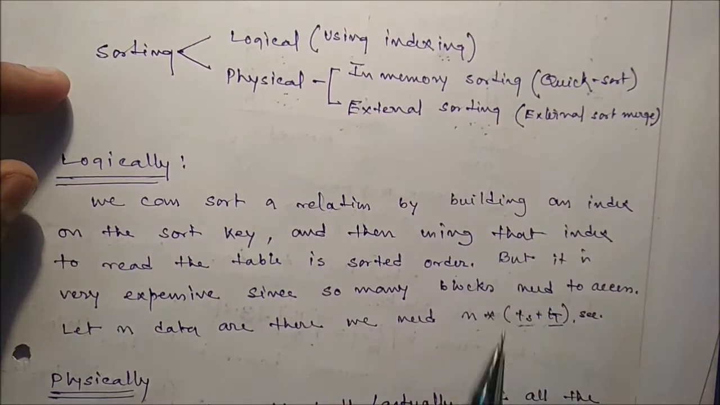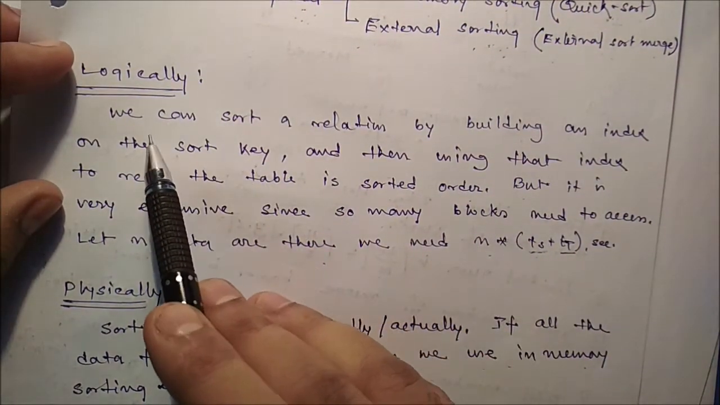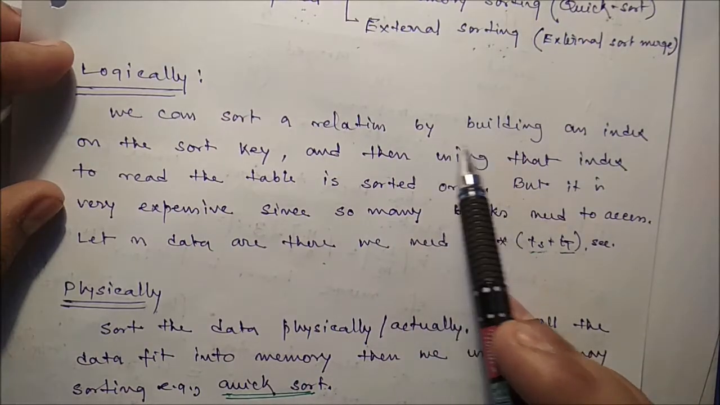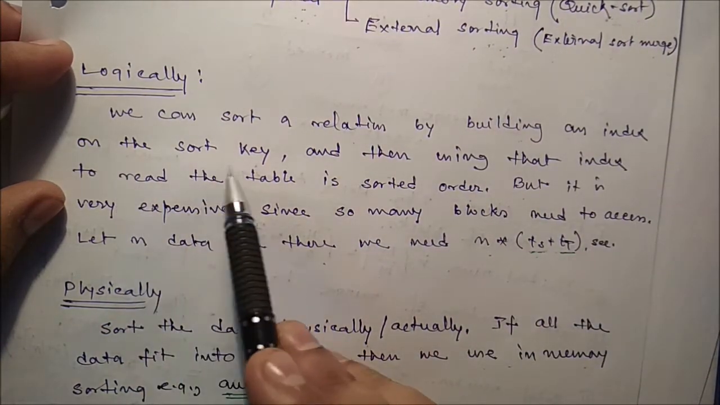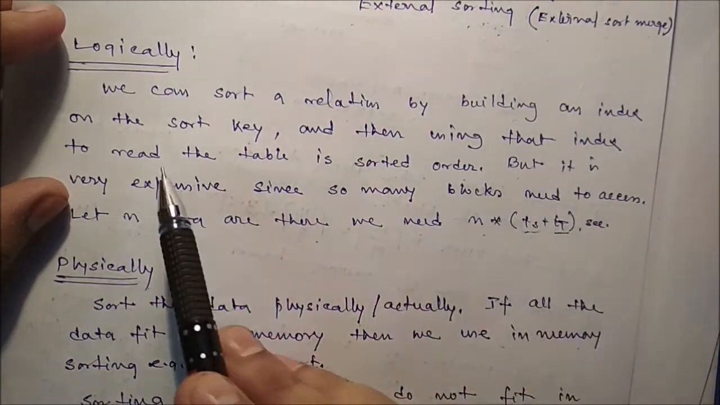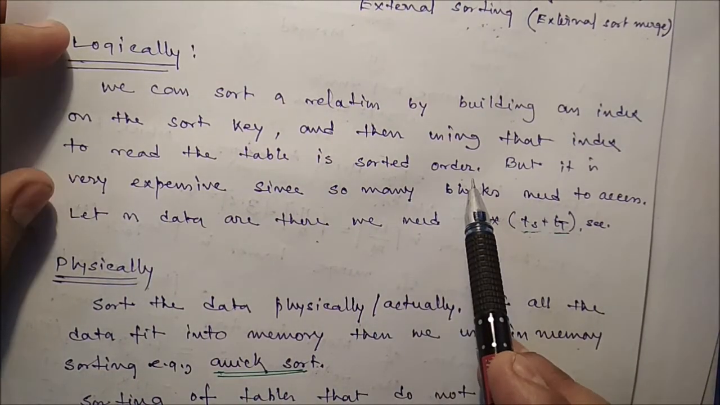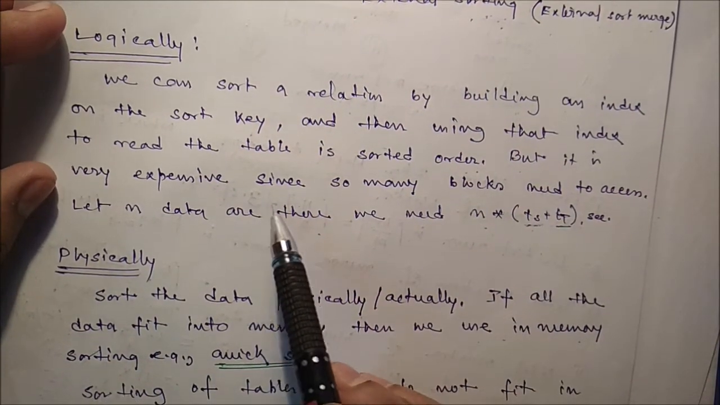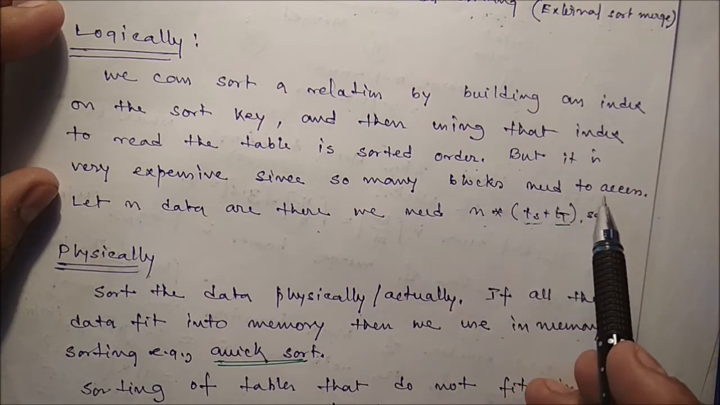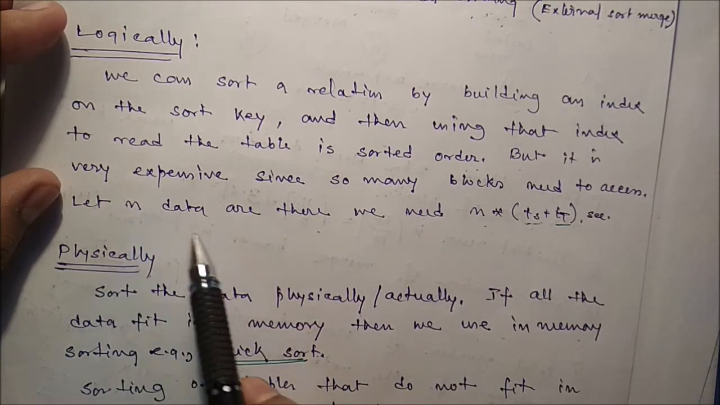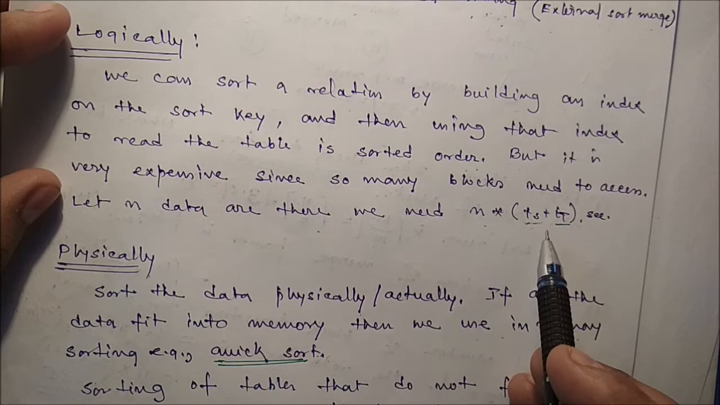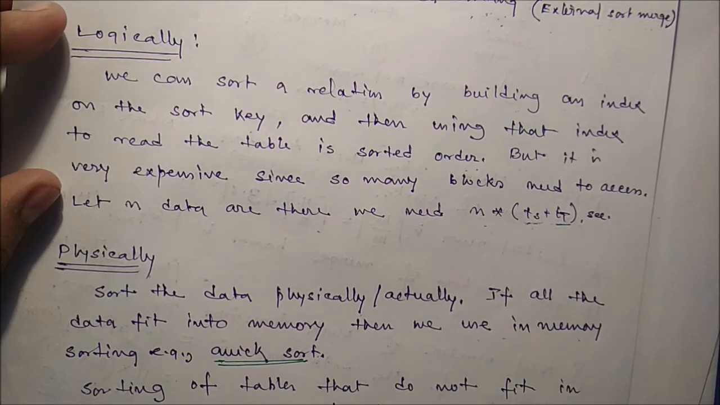First of all, logical sorting. Logically we can sort a relation by building an index on the sort key and then using that index to read the table in sorted order. But it is very expensive since so many blocks need to be accessed. Let n data be there, we need n into (ts plus tt) seconds.